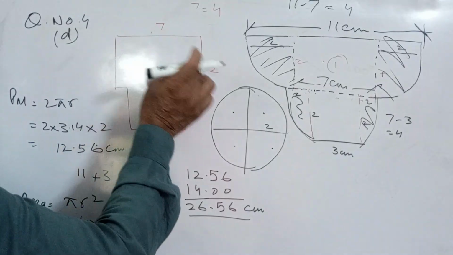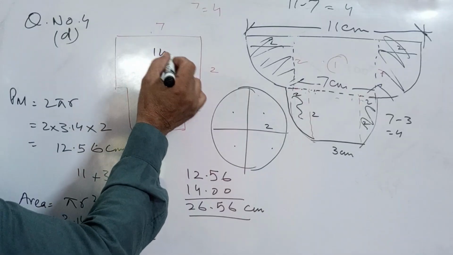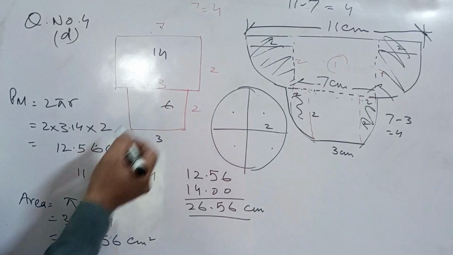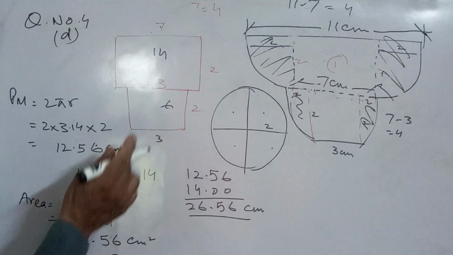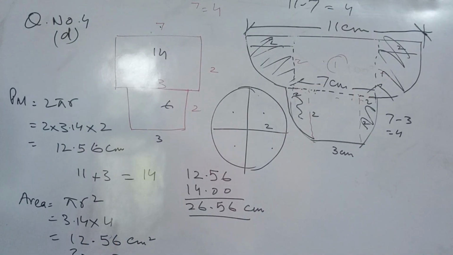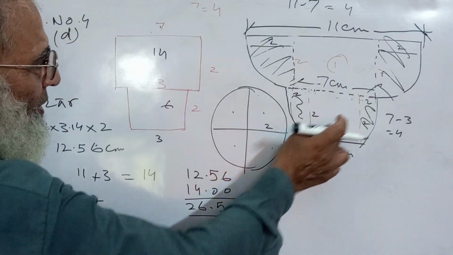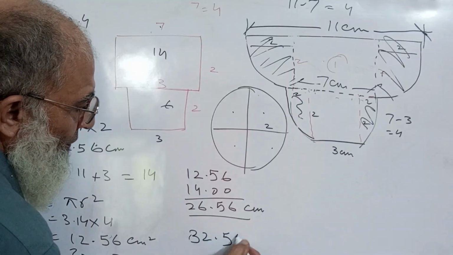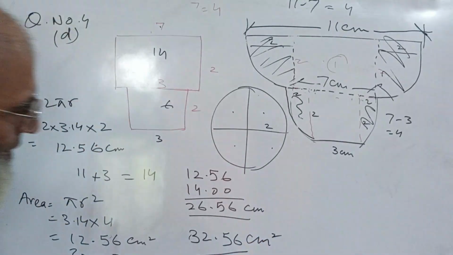And the area of the 2 rectangles: 7 times 2 is 14, and 3 times 2 is 6. Okay, 14 and 6, add them, 20. It will become 32. So the total area in this is 32.56 centimeter square. Always write the units.